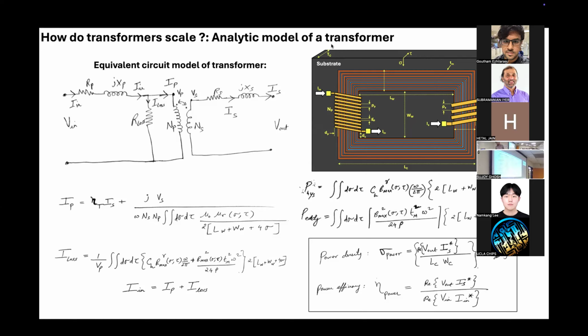But I think the fundamental idea you need to take from this chart is that there's always going to be this inverse relationship when you design, and to push the boundary of the design, you really need materials innovation with respect to transformers, right?